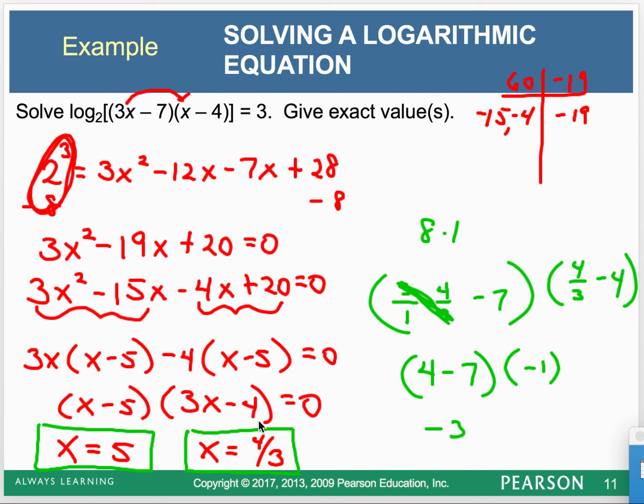They both might work. One might work and not the other. Or neither of them might work, and then I'd have a no solution scenario. But these were both positive arguments. Made the whole argument positive, so I'm okay with that.